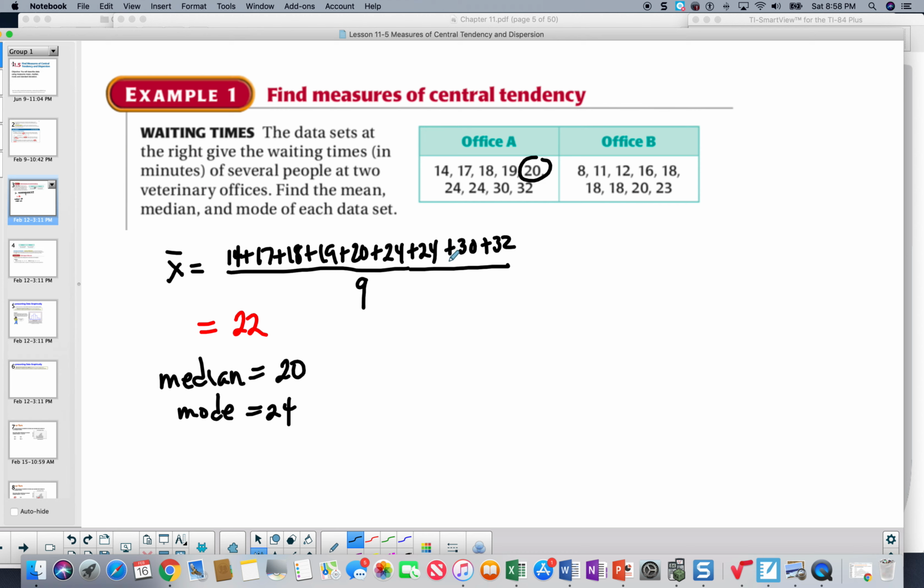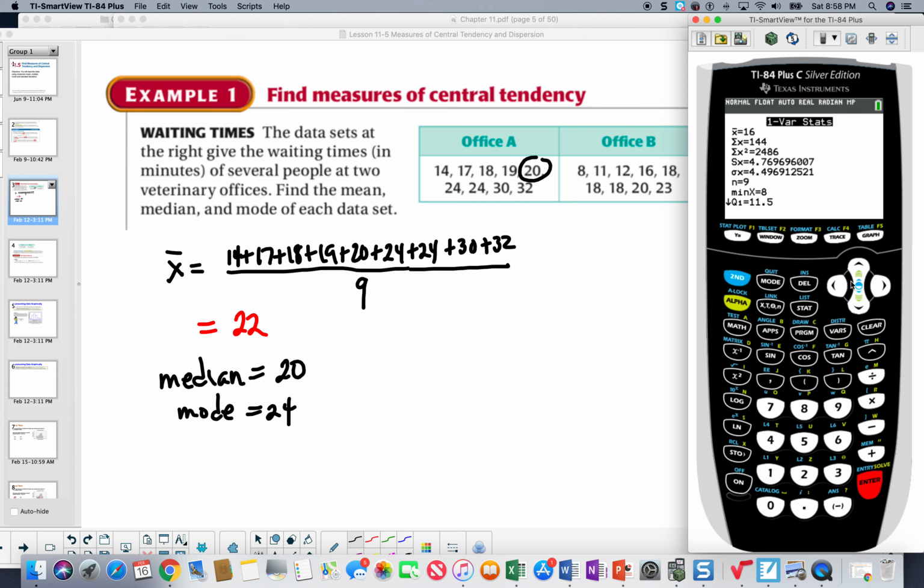Now let's go ahead and figure out the stats for Office B, but we're going to be using the calculator. So let's go into Stat, and we're going to go into Edit. And in List 1, I have already listed all of the waiting times right here. So now all I have to do is go into Stat and go into Calculate. And I'm going to do one variable Statistics. And it's under List 1. So I go to Calculate, and then I enter.